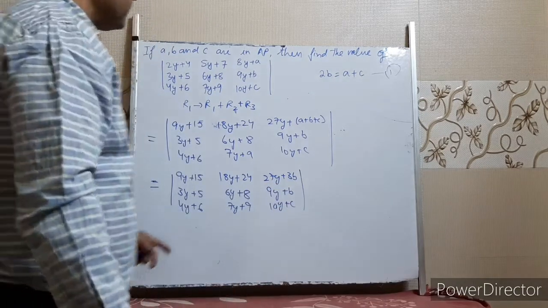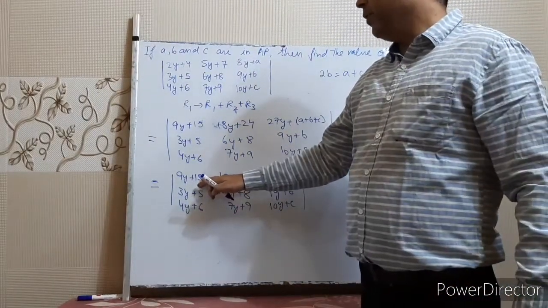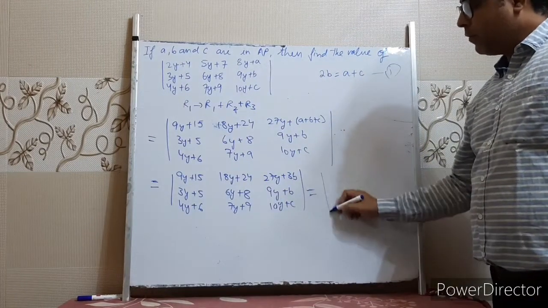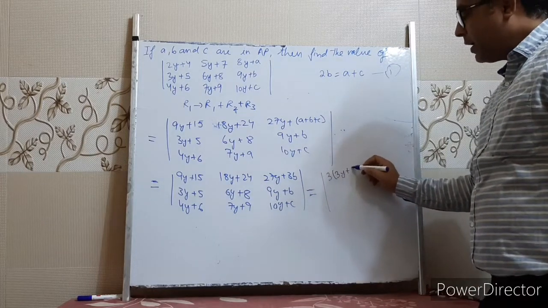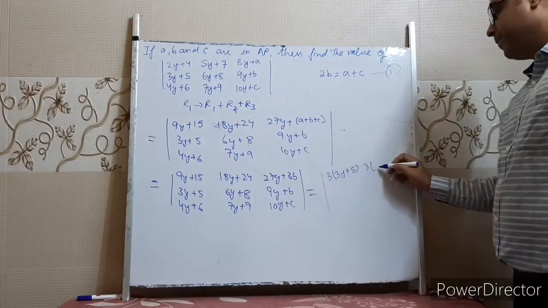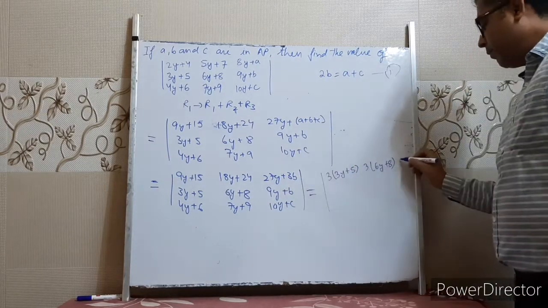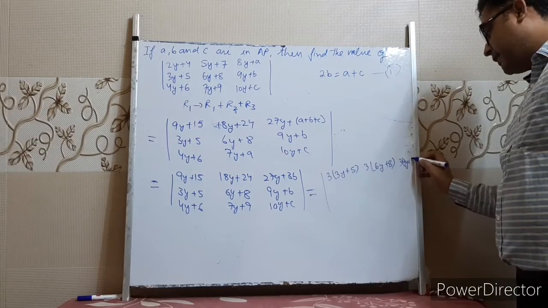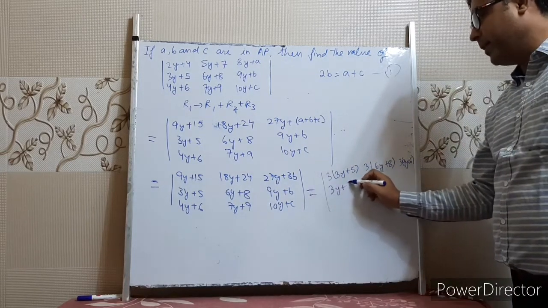Now children, you can see that we can take common 3 from R1 row, our first row. So when we do that, what will we get? 3y plus 5. When we take 3 common here, what will we get? 6y plus 8. And 3 common here, what will we get? 9y plus 6. This R2 and R3 will remain same, children.